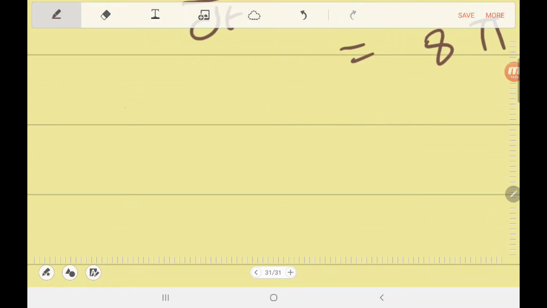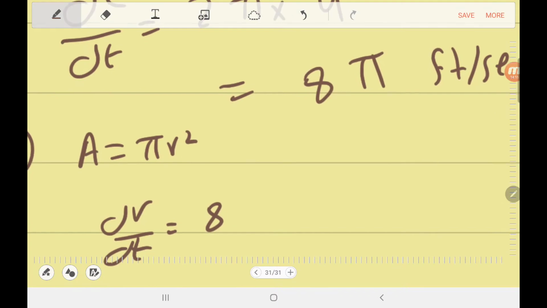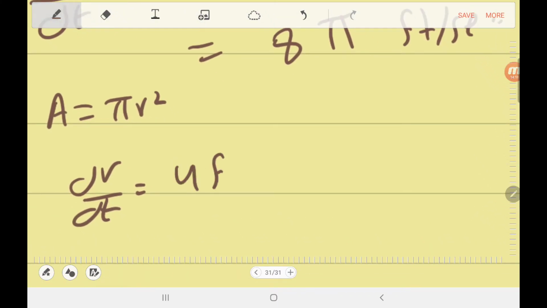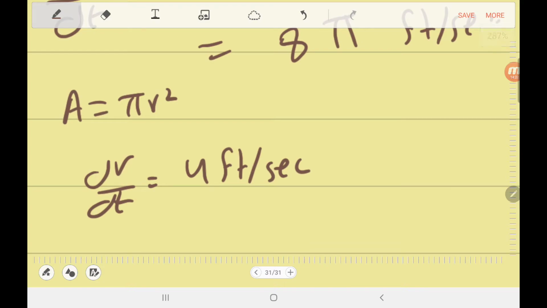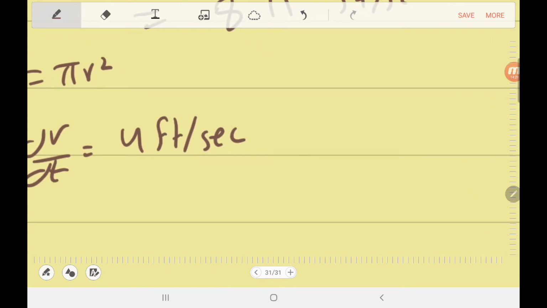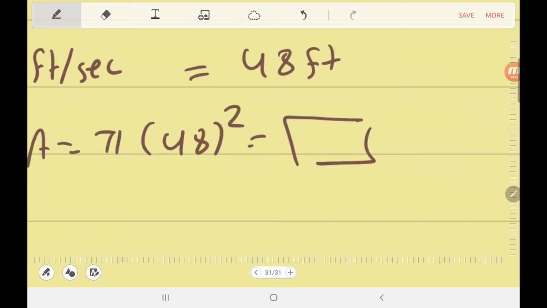Yes, for part B, it's easy. Area is equal to pi r squared. I don't know r. So I have the increase dr by dt, which is 8. Is it 8 or 4? It is 4 feet per second. So after 12 seconds, 12 times 4 is 48 feet. That's r. So area is equal to pi times 48 squared. Get it in the calculator, and that's it. And remember, feet squared.